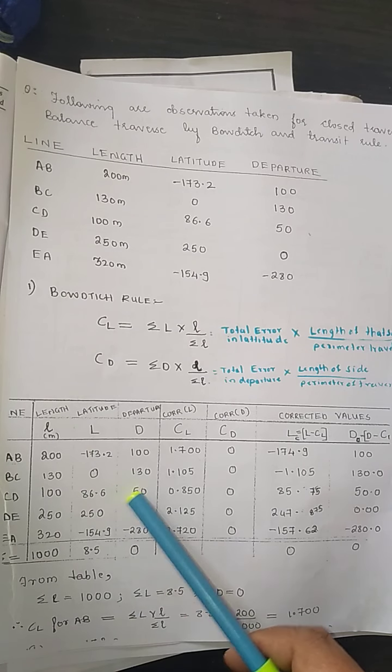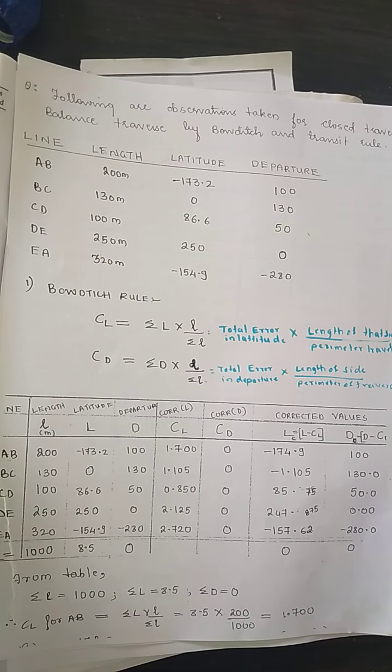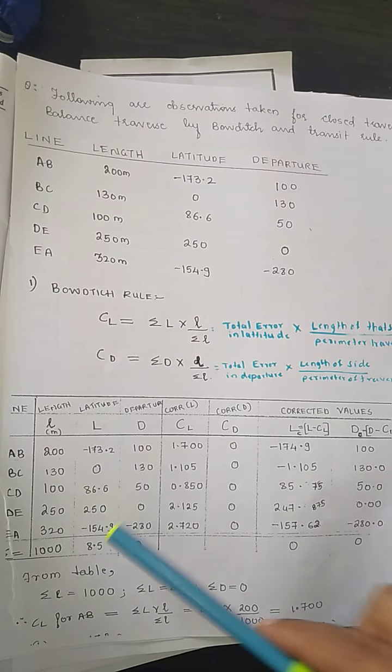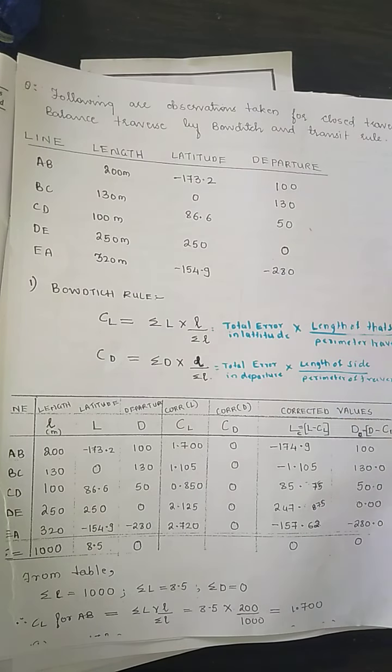Then the departure. If the latitude and departure sums are equal to 0, then there is no correction that has to be applied. If there is an error, then you need to go for the correction. This you need to understand when you are going to solve the problem.